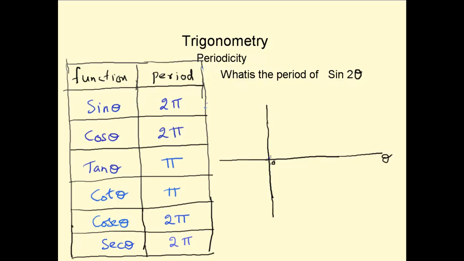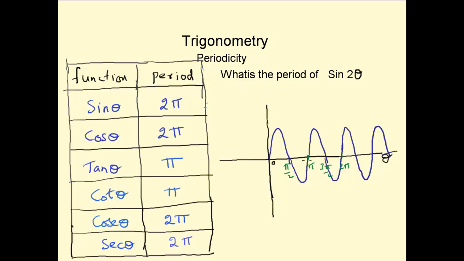If you plot sine 2 theta, it goes something like this. It's similar to sine theta, but the frequency is very high. So this would be 0, this would be pi by 2, this would be pi, this would be 3 pi by 2, this would be 2 pi, and so on.